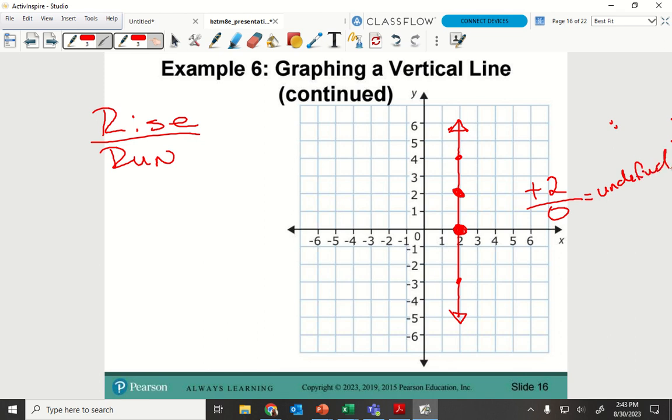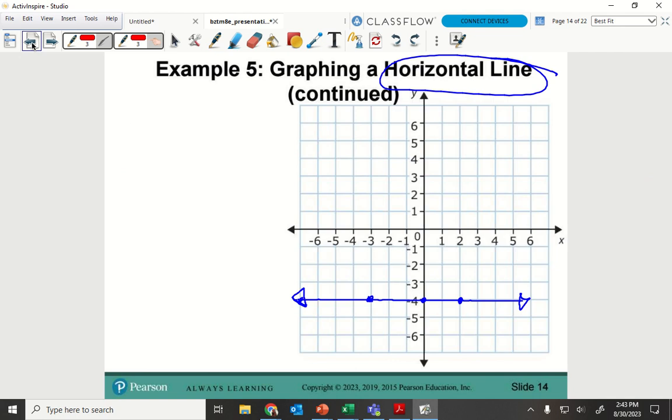So this one is undefined. Whenever you find that a slope is undefined, that means your line is straight up and down. Whenever it's undefined, your line is up and down. Let's back that up right here. I'm going to use this point here and this point right here.